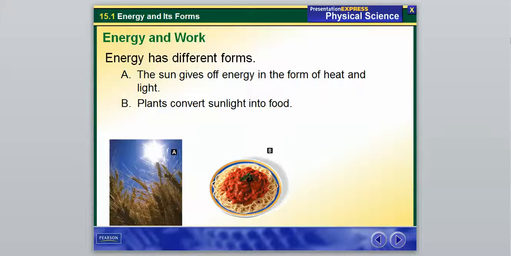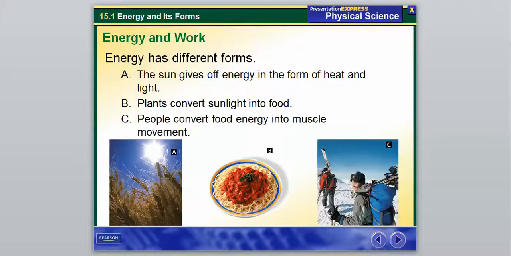So the human is going to get all of its energy from the plant, which gets its energy from the sun. Once people have the energy inside their bodies, they convert that food energy into muscle movement. So the fact that your muscles are moving, the fact that you're taking notes right now, that you're listening, is all due to the fact that the sun originally gave us energy. That's more of a biology topic, but physical science and biology do overlap quite a bit.